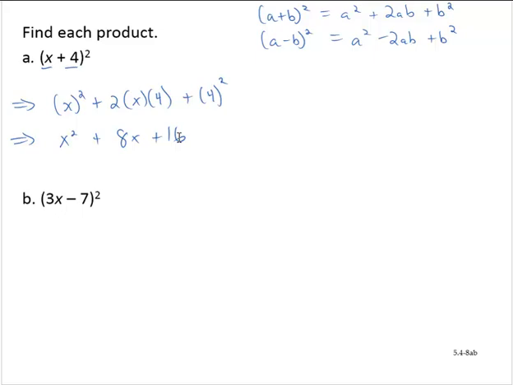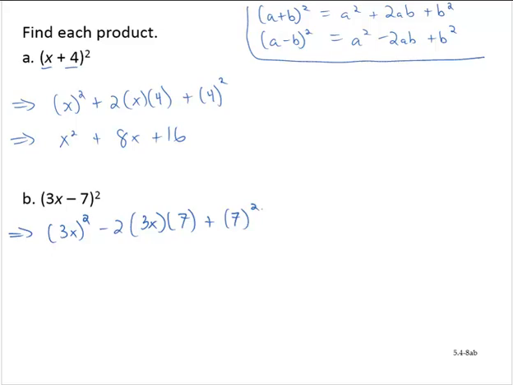Let's look at exercise B, (3x - 7) squared. Now compare that to what we have written up in the top right. That's a squared minus 2ab plus b squared. So we would have then (3x) squared, the first squared, minus twice the product of the terms. So twice 3x by 7, and then plus the square of the 7, yielding 9x squared minus 42x plus 49.